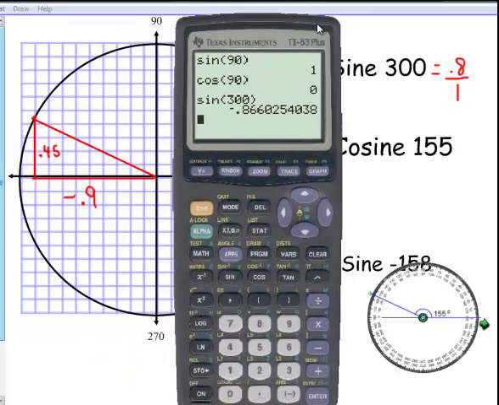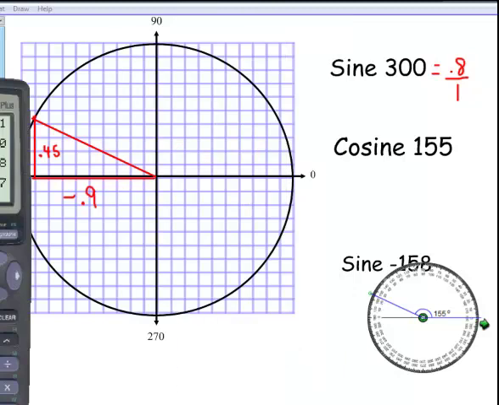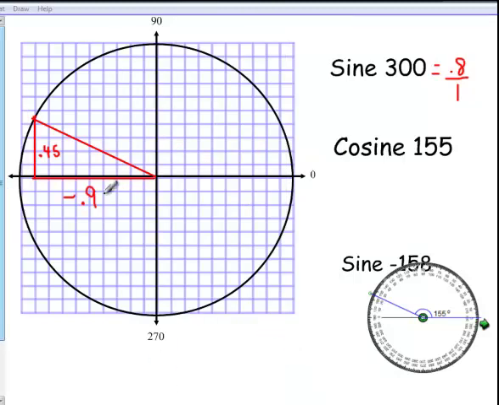Let's see how good we were. The cosine of 155 is negative 0.9063. All right, let's see why we understand that. Okay, here's my triangle. This is theta. The unit is 1, and cosine is the adjacent side over the hypotenuse. Not bad.